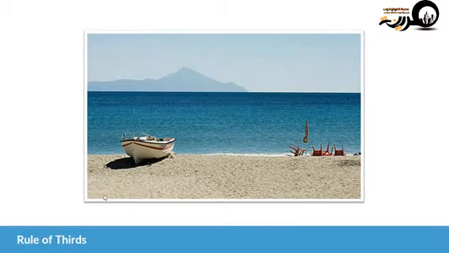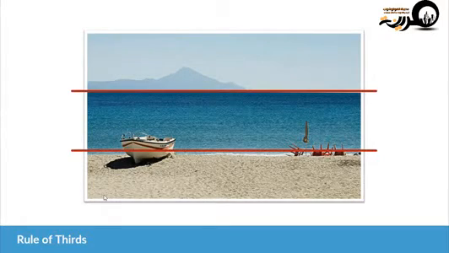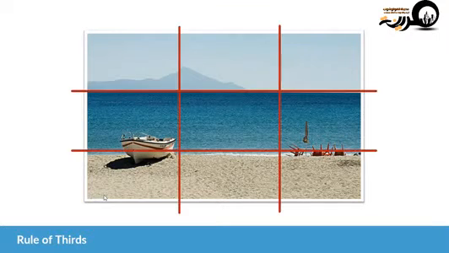So the rule of thirds is a basic guideline which applies to composing photographs. The concept is that an image should be imagined as divided into 9 equal parts. I'll say that again. They're divided into 9 equal parts by 2 equally spaced horizontal lines, and then 2 equally spaced vertical lines as well. So it breaks the photograph down into 9 different sections.